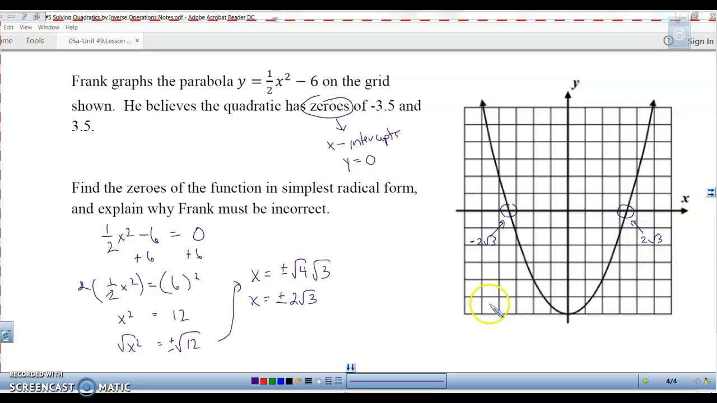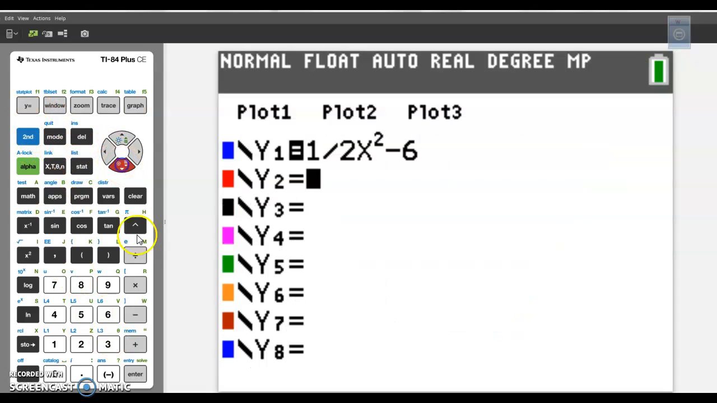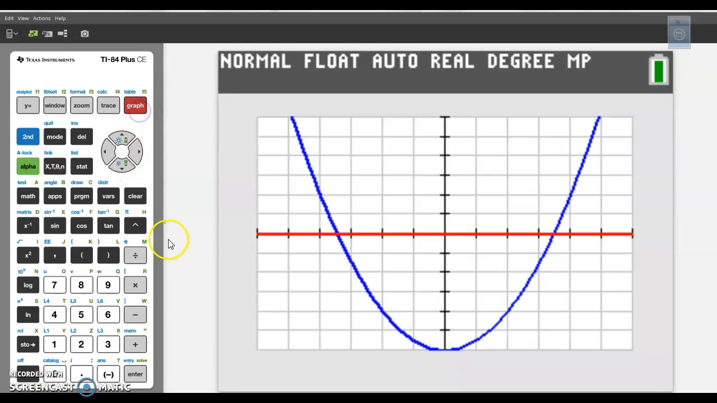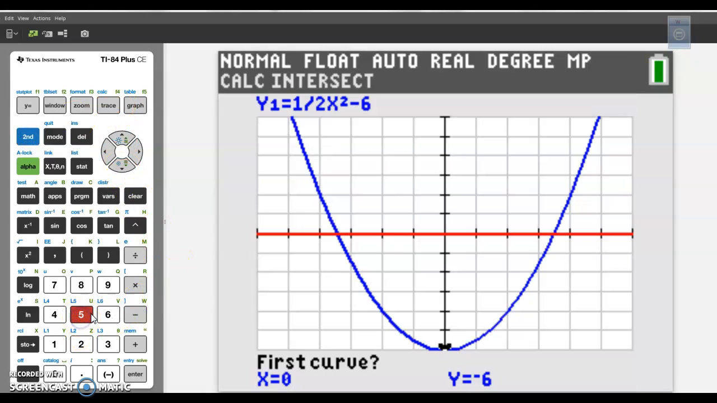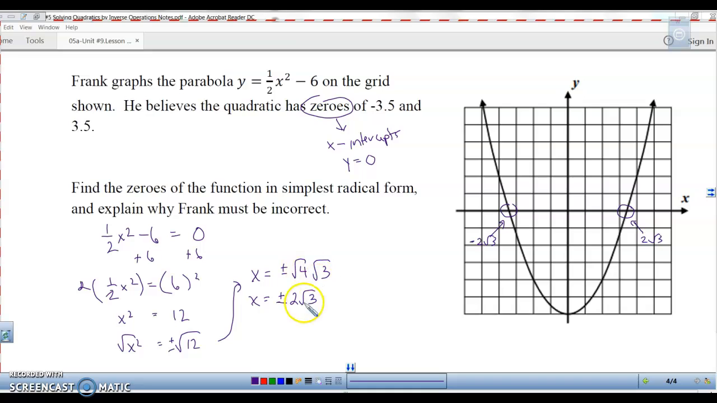Is that equal to 3.5? Well, if I grab my calculator, and let me put y equals 0 in here. There's my original equation. Here's y equals 0. If I do the intersect here, second trace, intersect, enter, enter, enter. And I want to go to this one over here. Enter. Is that equal to 3.5? No, that's approximately negative 3.46. That's pretty close, but it's not exactly. All right, so for x equals negative 2 times the square root of 3, that's approximately 3.46. It's pretty close to 3.5, but not exactly.